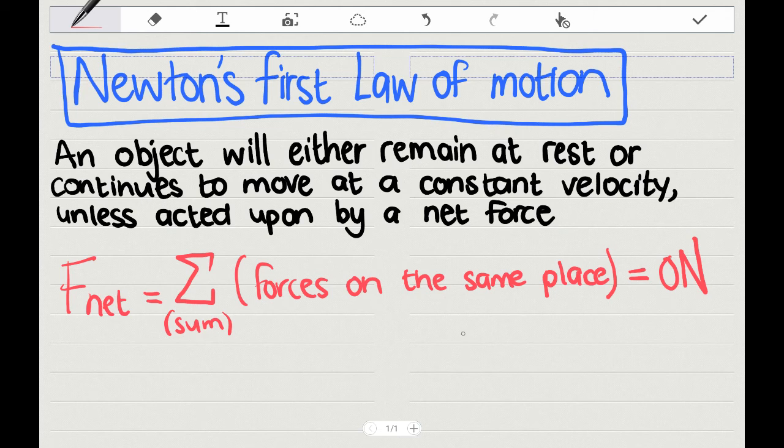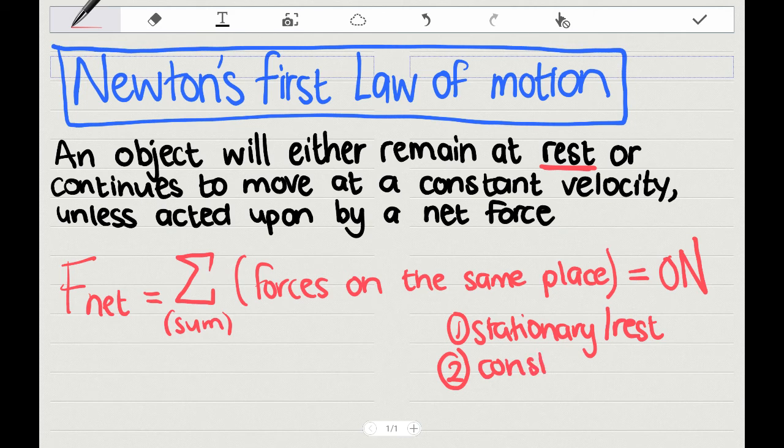And the first case over here is when it is stationary or at rest. Those two things mean the same. So if you read in a question something is at rest or stationary, you immediately know that the net force is 0. And the second case that we have over there is when something is moving at a constant velocity.